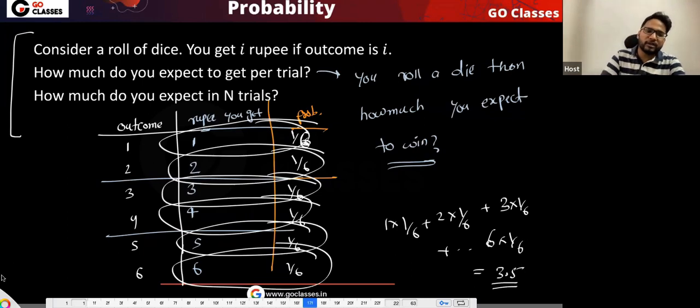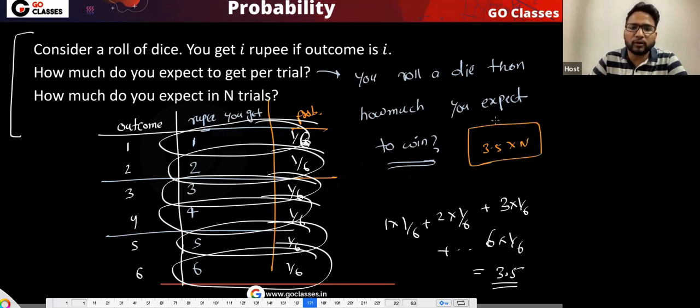So what does this 3.5 number represent? It says that in this case you can expect 3.5 rupees in just one try, which means if you roll a dice, no, sorry, you may win 3.5. And if you do it n times, then the answer will be 3.5 into n. Why I'm multiplying with this n, you will understand when I explain linearity of expectation. In every trial you get this, so in n trials you will get 3.5 into n.